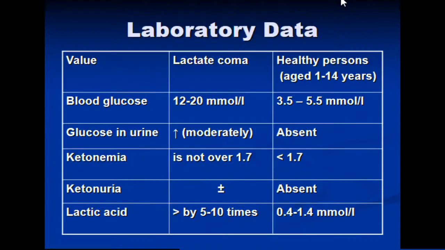Now, laboratory data. Blood glucose around 12, around 20 millimole per liter, not high. Glucose in urine increased moderately. Ketonemia is not over 1.7. Ketonuria sometimes may be present, maybe absent.